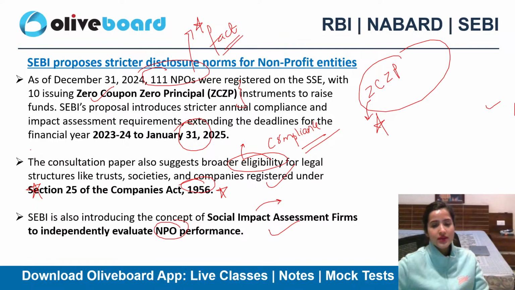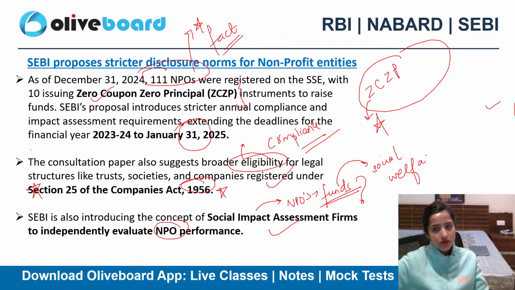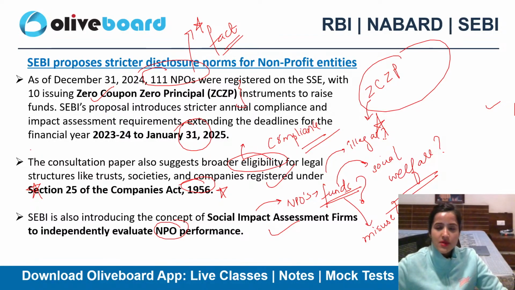SEBI is also introducing the concept of social impact assessment firms to independently evaluate NPO performance. So what is the social impact assessment? Now these NPOs are raising money. Now they are raising funds. But are they utilizing these funds properly? Are they utilizing these funds for social welfare? Is there any misuse of funds? Or is anything illegal happening? Right? So, SEBI is introducing the social impact assessment to independently evaluate NPO performance. Clear?